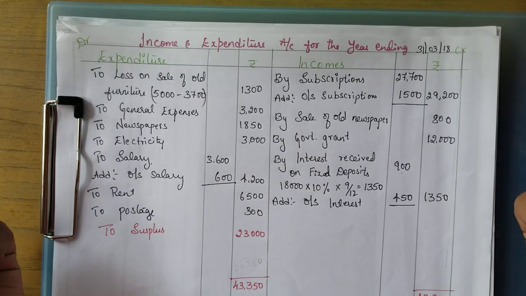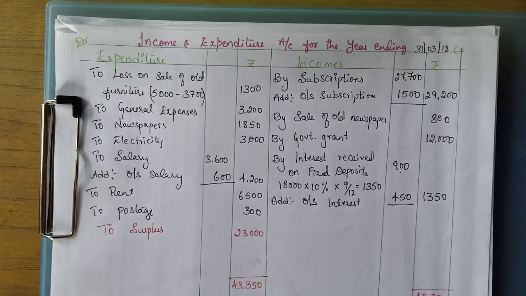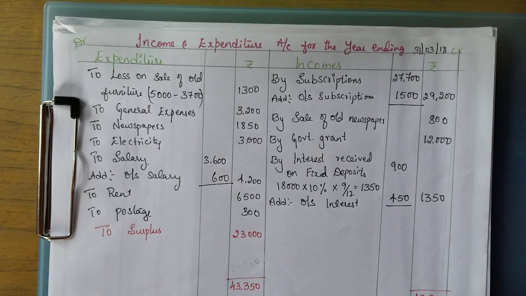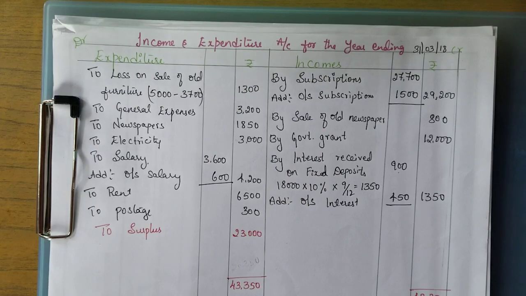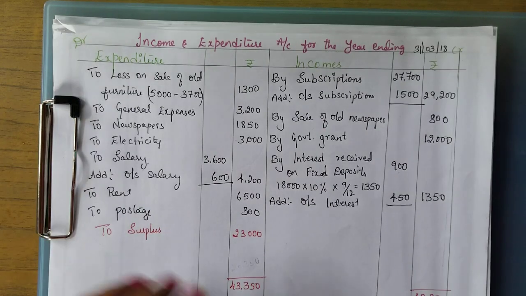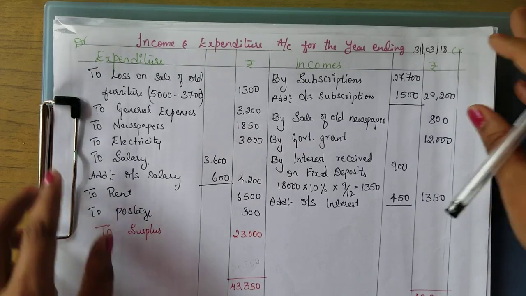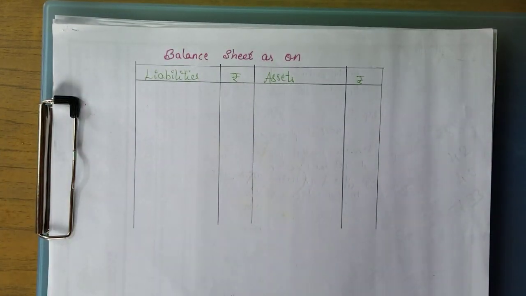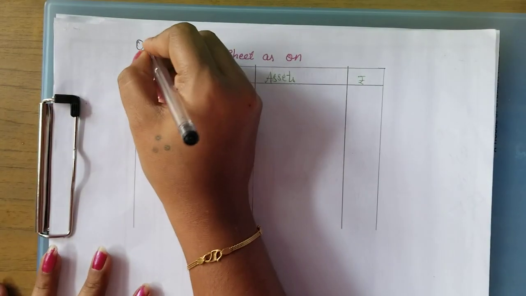Now, before preparing the new balance sheet for 2018, right? For the year 2018, mainly we need to write the capital fund. So to find out the capital fund, we need to do the old balance sheet. That is the opening balance sheet we have to find out. We have to prepare that. So let us prepare the opening balance sheet.